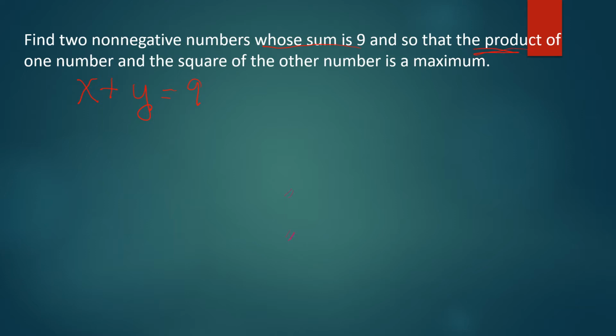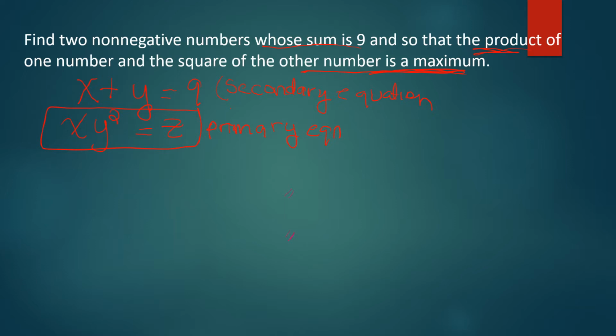The product, so that means multiplication, of one number and the square of the other number is a maximum. So what are we trying to maximize? We have the product of one and the square of the other, and we want that to be a maximum. I'm just calling it z, so when we take the derivative, we'll have something to call it. This is my primary equation. It's my primary equation because this is what I'm trying to optimize. This is my secondary equation. I'm going to use my secondary equation to eliminate a variable in the primary equation.